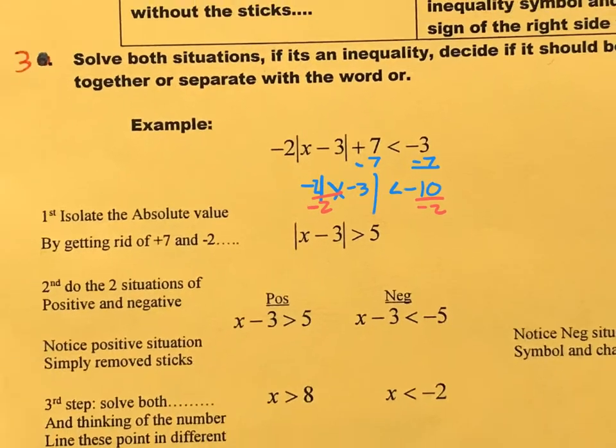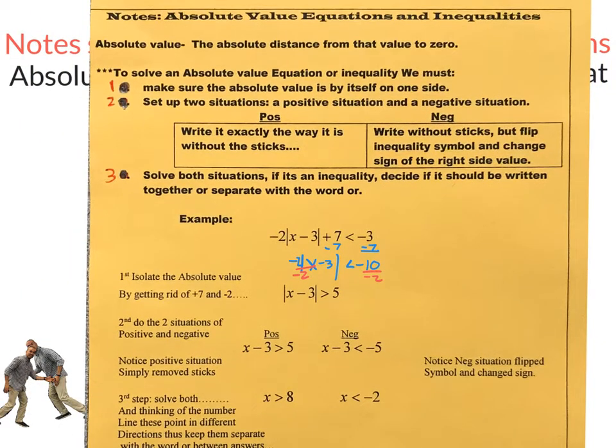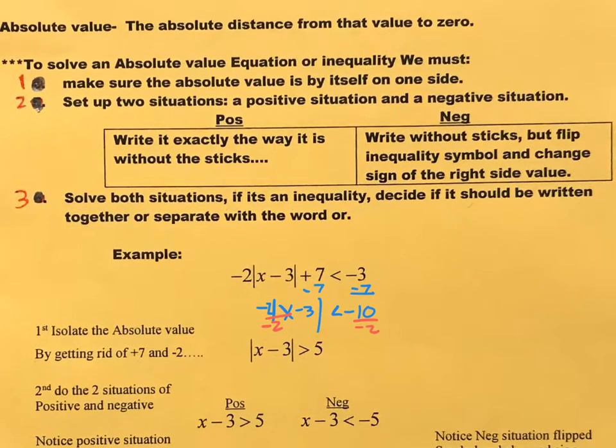Okay? Now, what do I mean by that? Step 1 of getting the absolute value by itself is going to be done for you. Okay? So you don't even have to worry about that. Step 1 is done for you. What you guys are doing is just step 2, where you set up your two situations, a positive situation and a negative situation. How do you do the positive situation? Write it exactly the way it is, without the sticks. That's what you guys said.